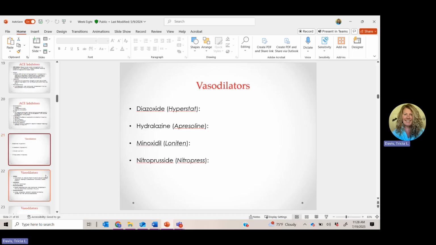Our vasodilators, this is another type of medication that we can give: diazoxide, hydralazine, minoxidil, and nitroprusside, NitroPress. These are all medications that you will see given that are called vasodilators.